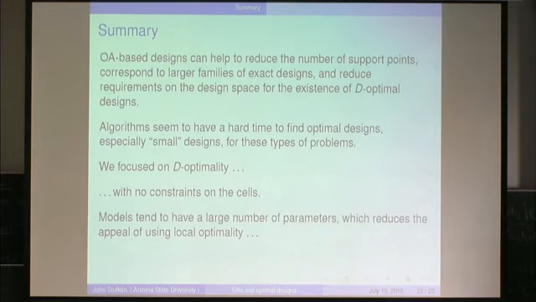These models tend to have a large number of parameters, and to some extent, of course, that reduces the appeal of using local optimality, because you have to make guesses for a large number of parameters. On the other hand, I think other approaches also face challenges if you look at models with such a large number of parameters. So we continue to focus on local optimality. I'll leave it at that. Thank you very much.